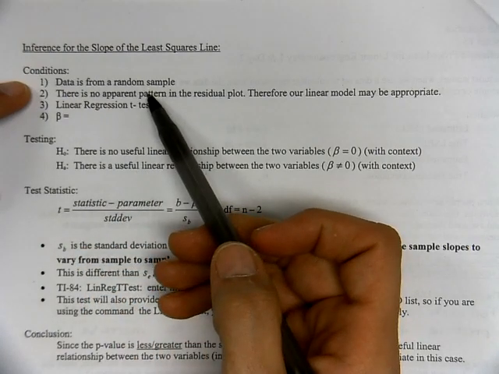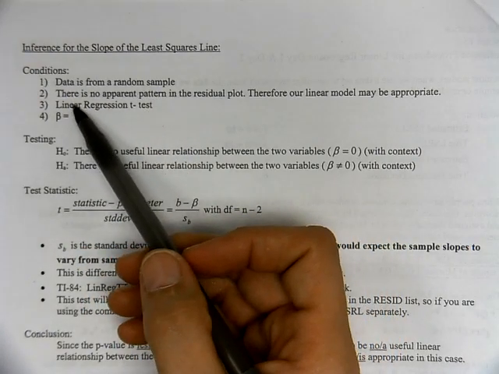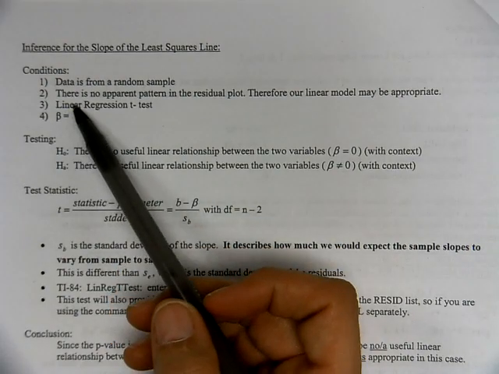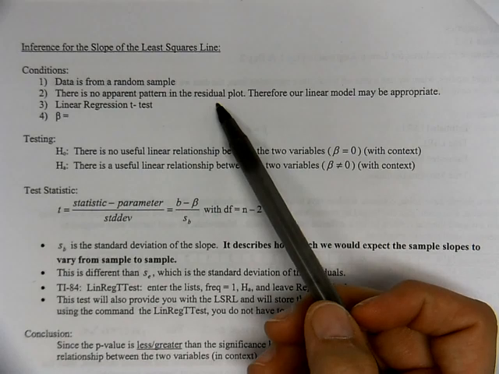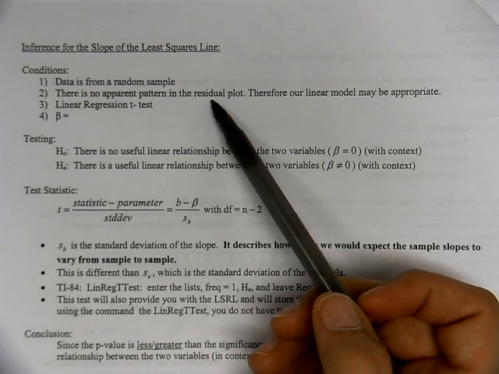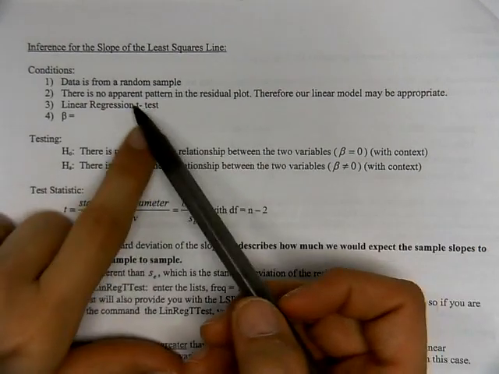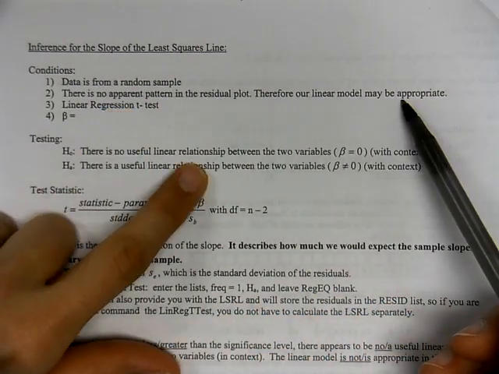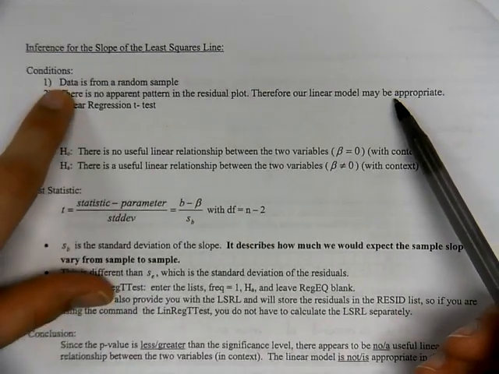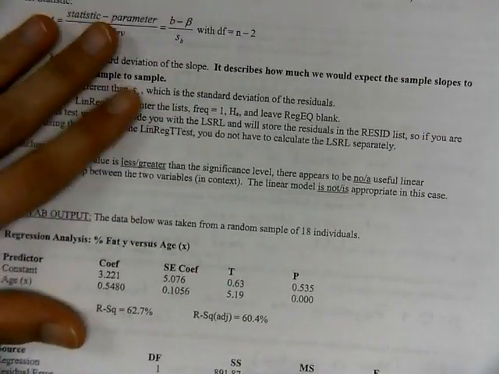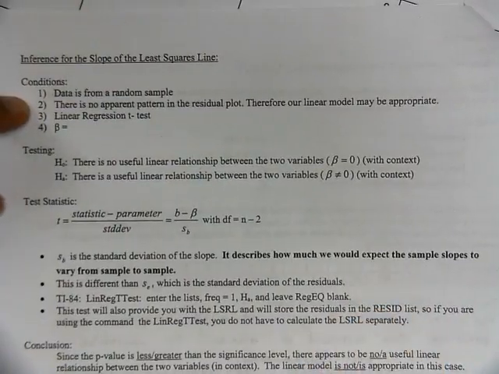So our conditions are very similar to what we've been doing. Data is from a random sample. Now, condition 2, we usually look for, is it normal? Is it a normal distribution? Here, we're looking for no pattern in the residual plot. Do you guys remember doing residual plots in Chapter 5? We always look for if there was a pattern or not. So that's your condition 2. If there's no pattern, then our linear model may be appropriate. Most of the time, I'm not going to make you do a residual plot on your own. They'll give you a picture. You won't have to do it, because in order to do that, you need data. And half the time, they won't give you the data. We're going to do a linear regression t-test today.